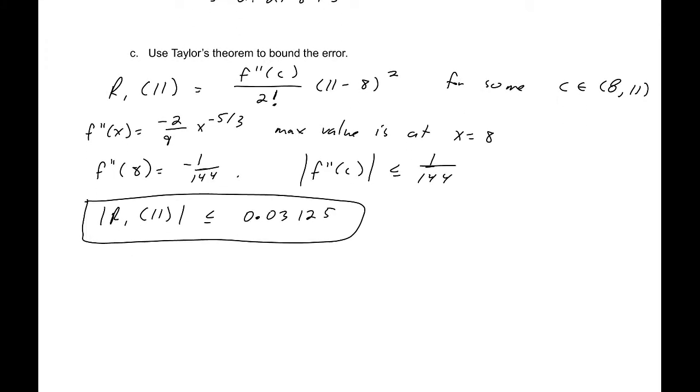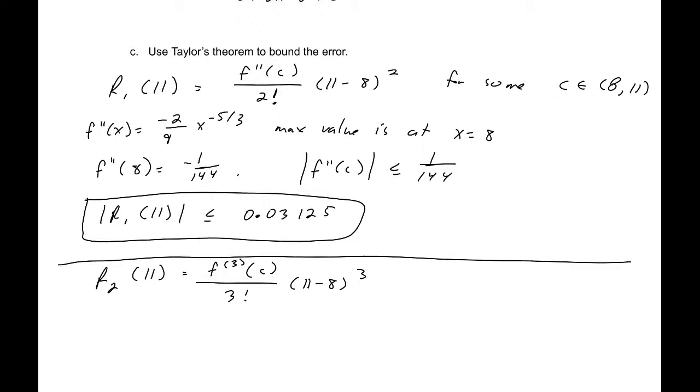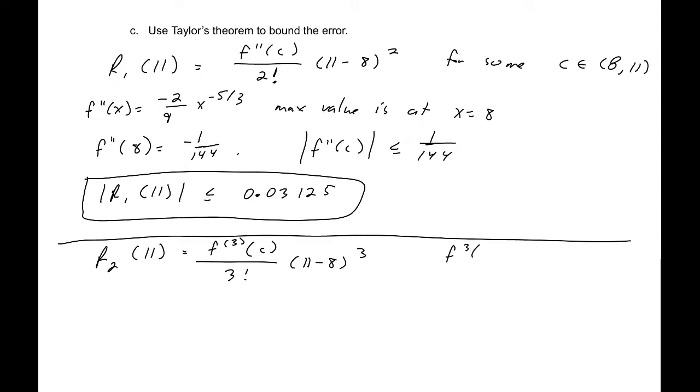Now let's find our error bound for our second remainder, evaluated at 11. That would be f triple prime of some value c divided by 3 factorial times 11 minus 8 cubed. Well, f triple prime of x is equal to 10 over 27 x to the 8/3.